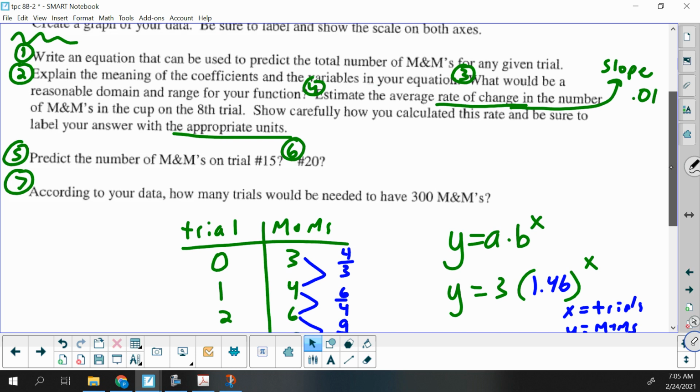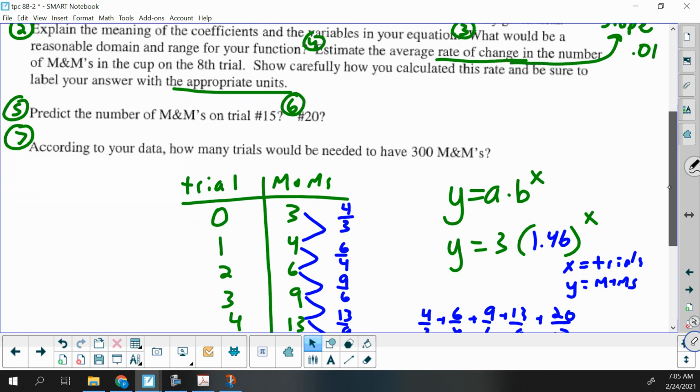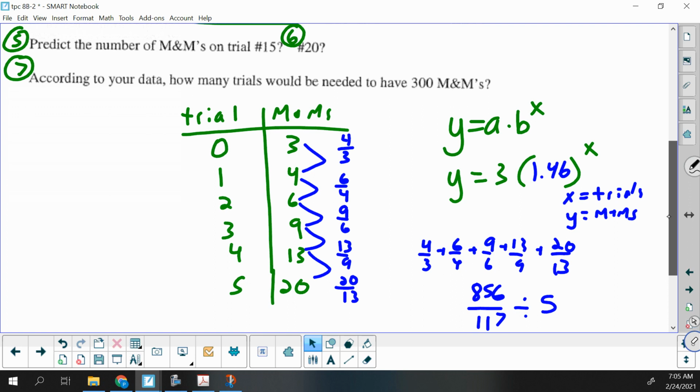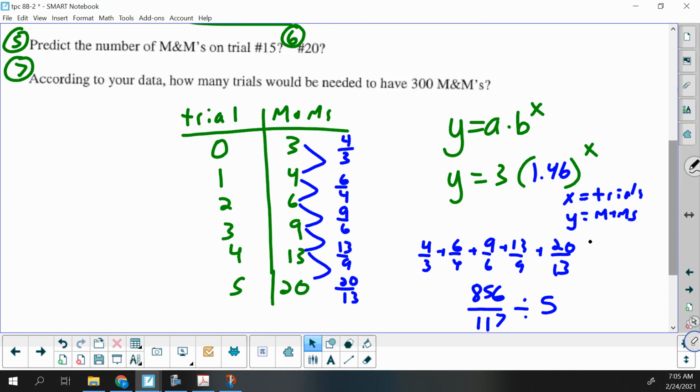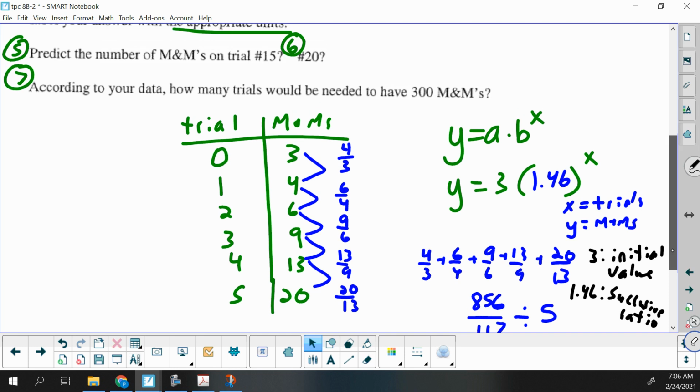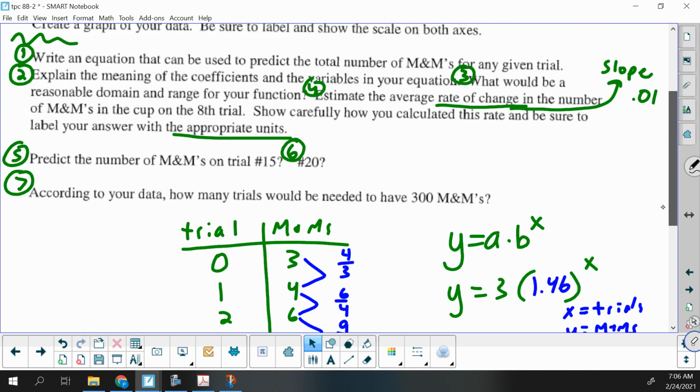We already found our equation. We told what the variables are. So for our other things, the 3 is the initial value. And the 1.46, that's our successive ratio. So in experiment 2, you'll do a similar type thing, so you'll make sure to include those.